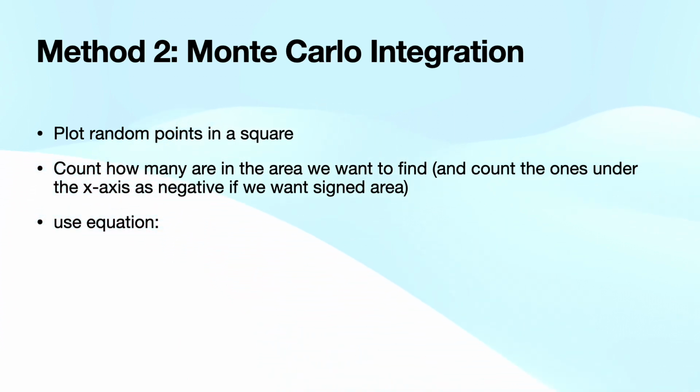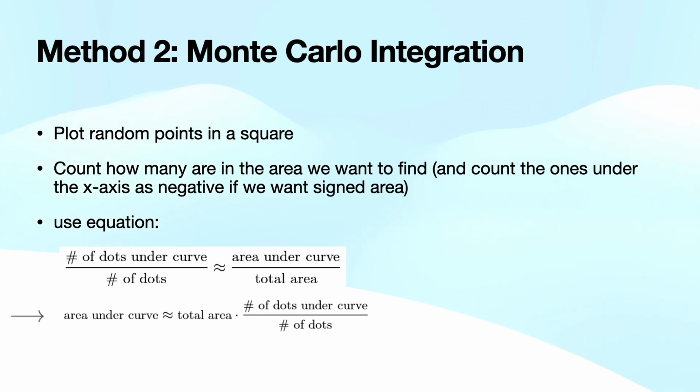This means that as the number of dots increases, we can expect the ratio of dots under the graph to the total number of dots to be approximately equal to the ratio of the area under the graph to the total area. To me, it makes sense intuitively why this should work, but how can we show that it works rigorously?